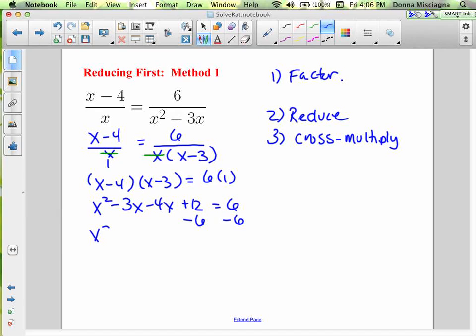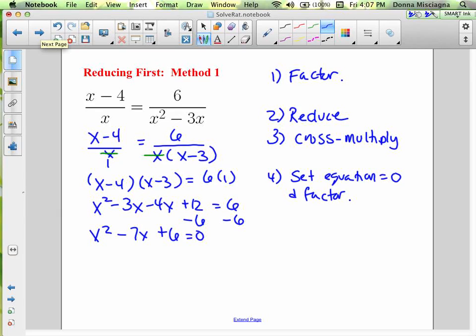So we have x squared, I should probably say we cross multiplied, and we're going to set our equation equal to 0 and factor. Okay, so we have x squared. This will give us a minus 7x, and this is going to be a plus 6 equals 0.